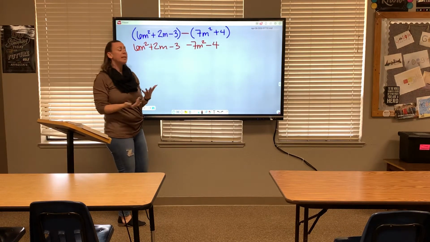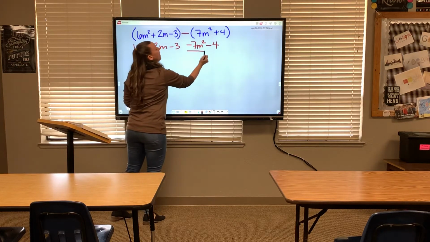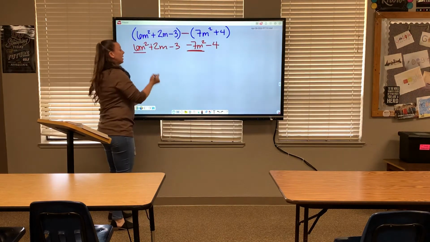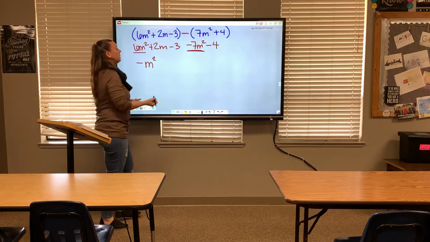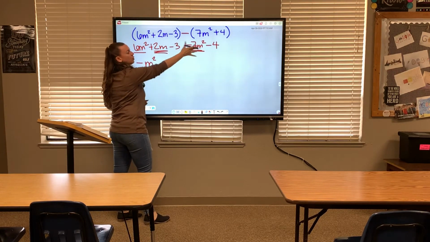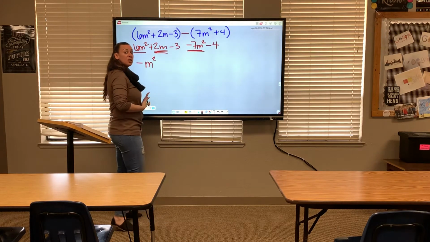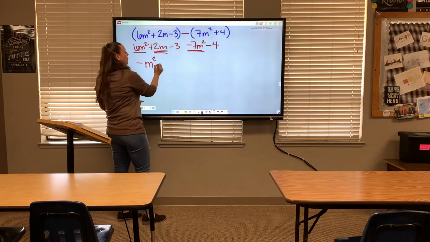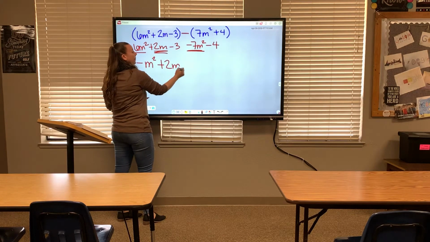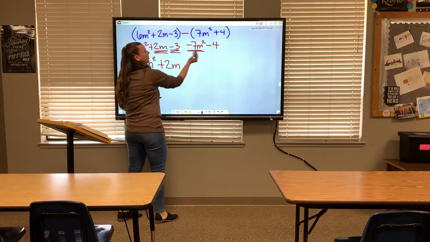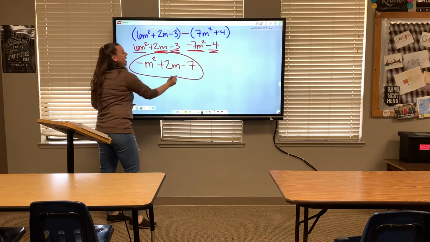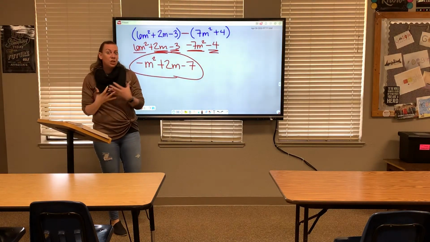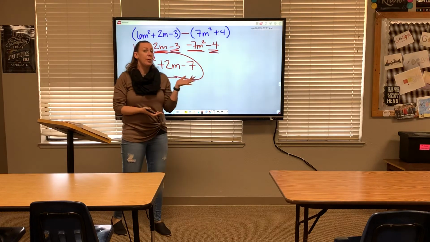And now I just combine like terms. 6m squared minus 7m squared is going to be a negative 1m squared, or just a negative m squared. I have plus 2m. There's no standard m over there, just a simple m by itself. So I just carry this down, plus 2m. And then I have a minus 3, a minus 4. I combine those, they become a minus 7. And there is my addition subtraction problem when we're working with polynomials.